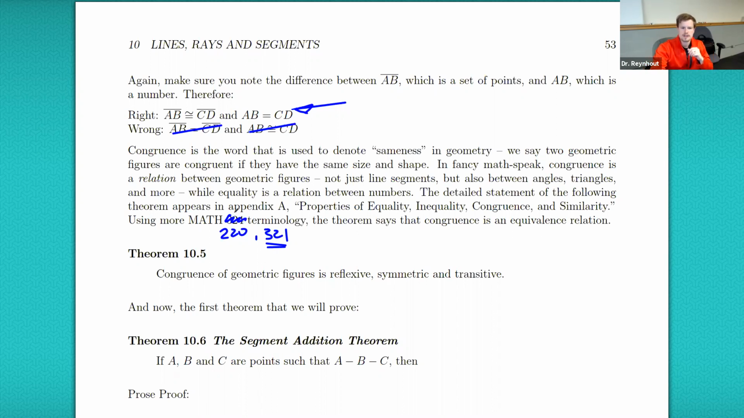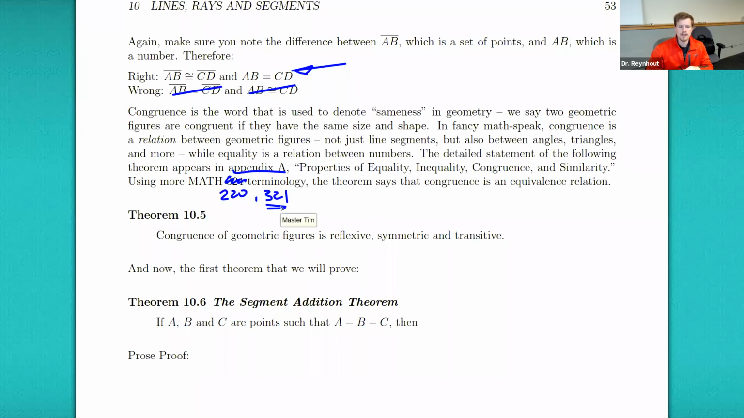There is some information in the appendix of this text, it looks like, if you'd like to take a little bit more of a look at that. And of course, since a congruence is an equivalence relation, it is reflexive, symmetric, and transitive, the three conditions required for a relation to be an equivalence relation.